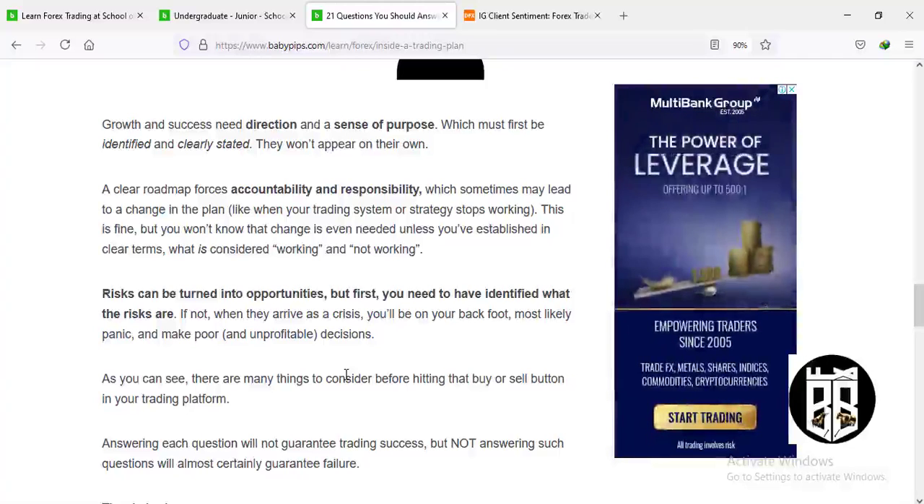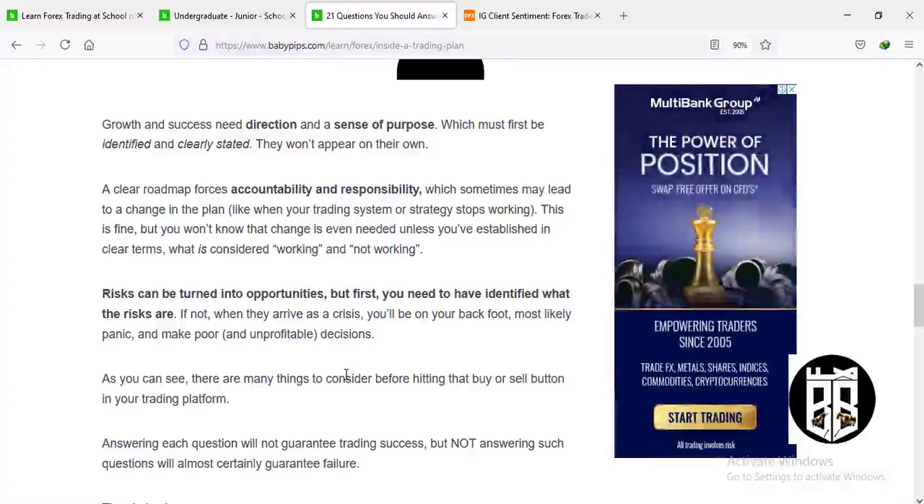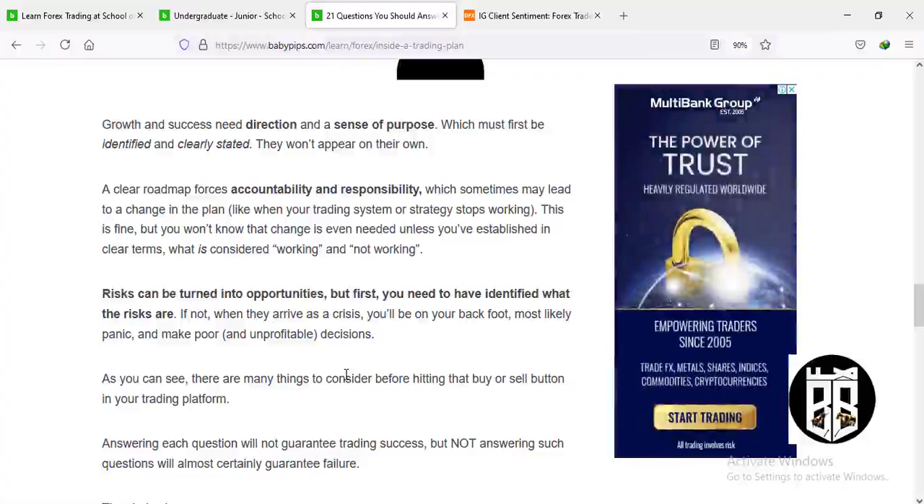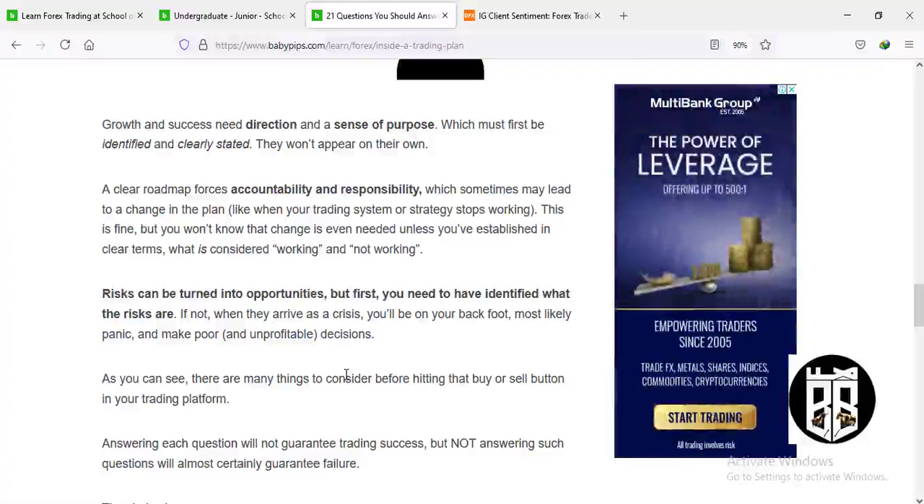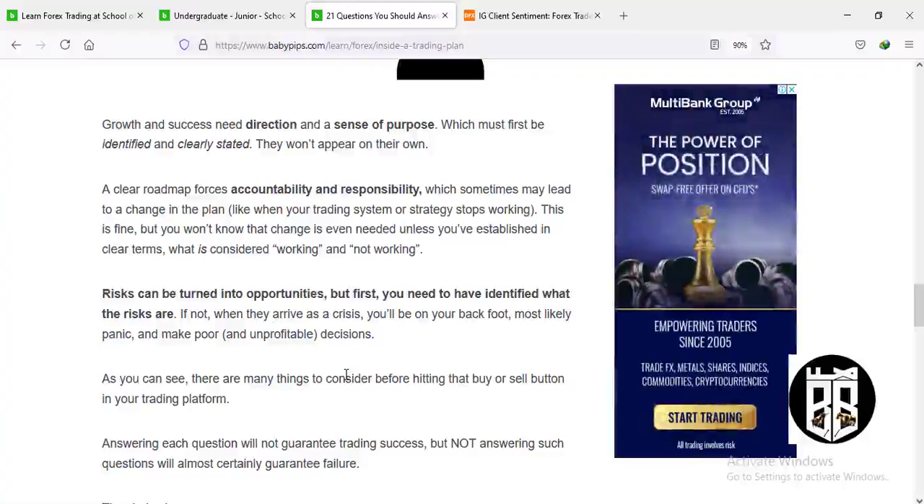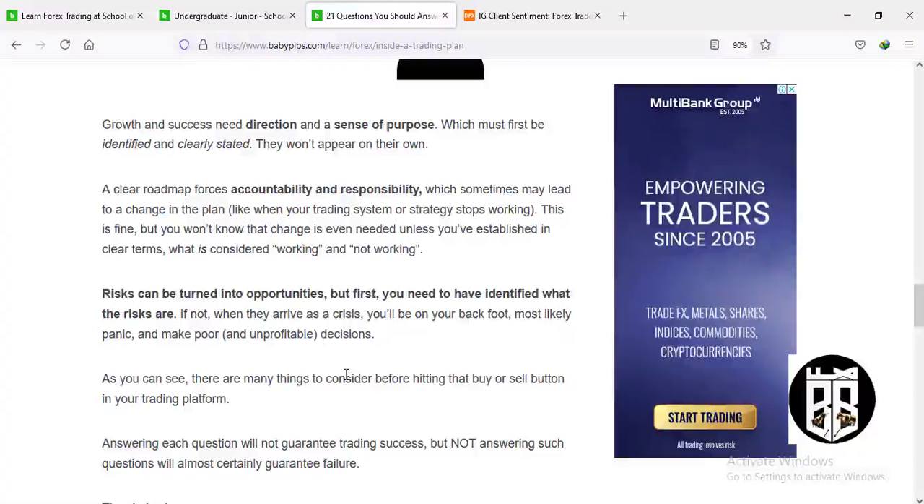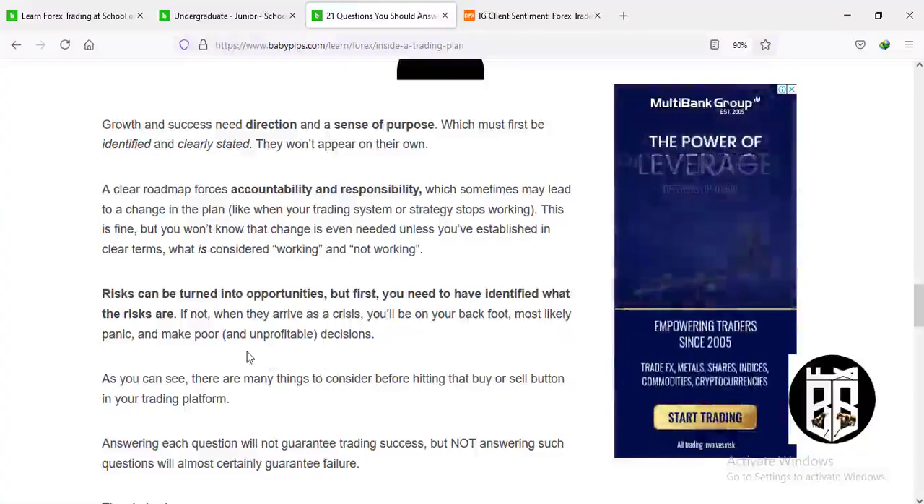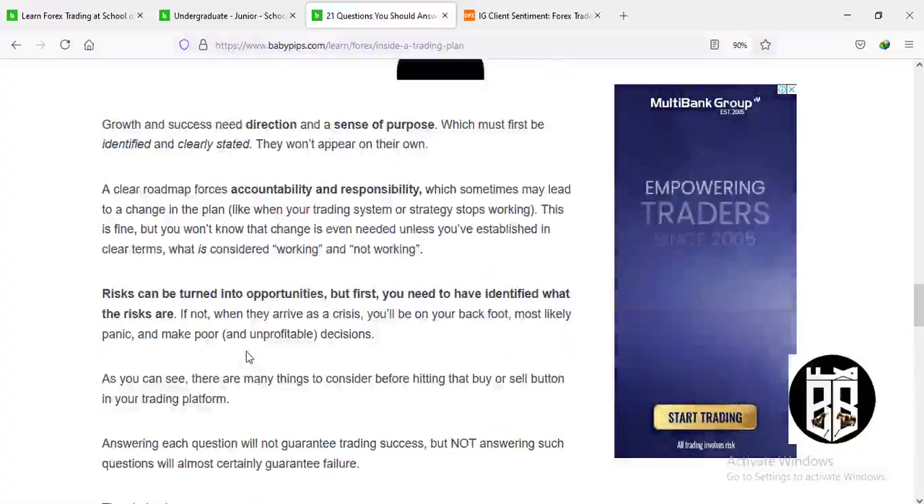Growth and direction must be identified and clearly stated. Okay, they will not appear on their own. So it's like a roadmap. A clear roadmap that forces accountability and responsibility, which sometimes may lead to a change in the plan. So keep on revamping everything you do every day.